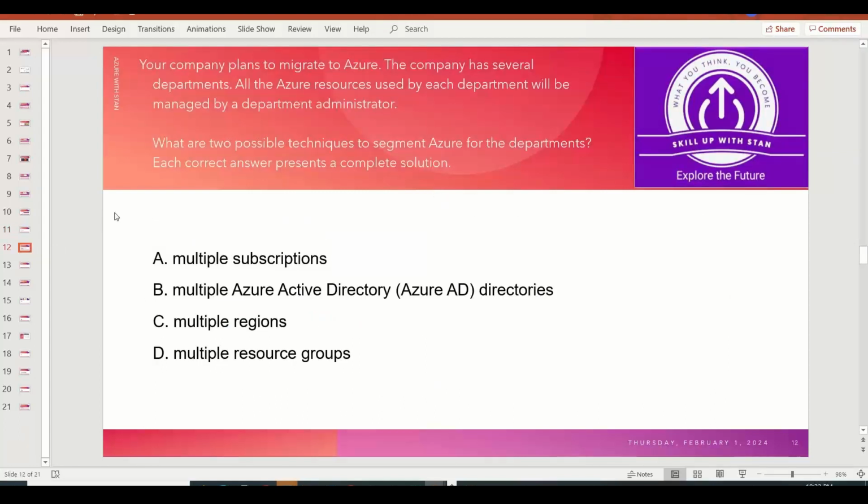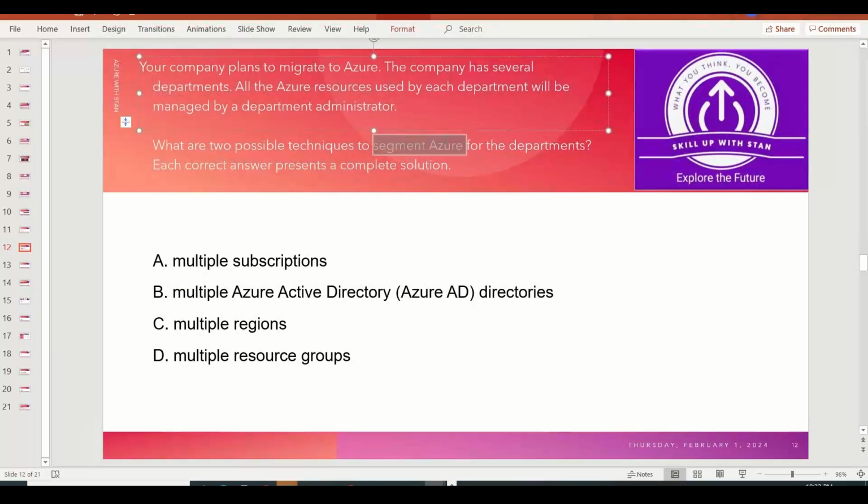Next question is, your company plans to migrate to Azure. The company has several departments. All the Azure resources used by each department will be managed by different department administrators. So they will have a department administrator for each of the departments. What are the two possible techniques to segment Azure for each of the departments?